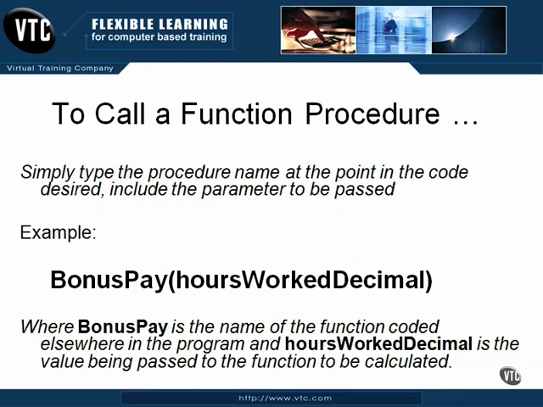This assumes, of course, that bonus pay is a function that's been coded elsewhere in the program, and that hours worked decimal is the value that is being passed to the function to be calculated. Once this function has been executed, the control of the program returns to the next statement that would appear below this bonus pay call statement.